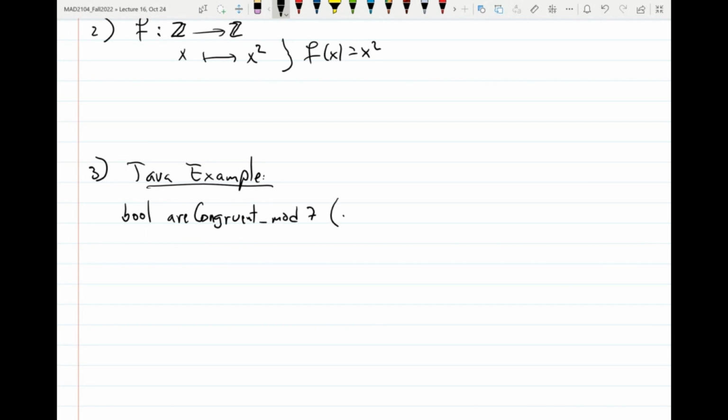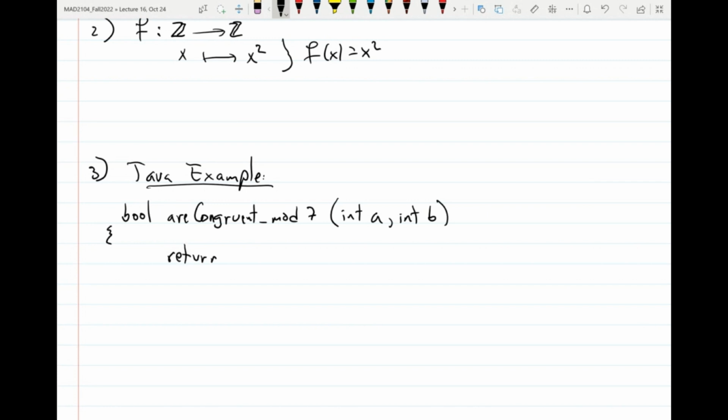And then this is going to take as an input an integer a, an integer b. Okay? Do a little curly braces. And then all we have to say is we return true if they are congruent mod 7, we return false if they are not. Congruent mod 7 means they have the same remainder when divided by 7. That's all it means. So we can do this just in one shot.